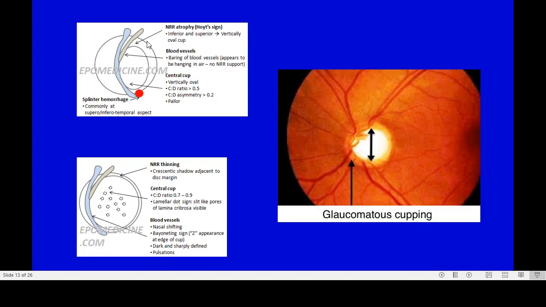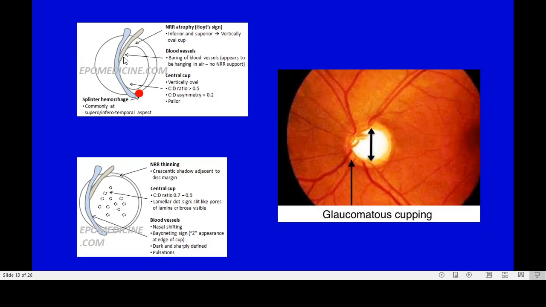You can see over here, because of the death of the retinal ganglion cells, the neuroretinal rim thins out. Initially, it is the inferior and the superior part which thins out, and the cup becomes vertically oval, and this is known as Hoyt sign. Then also you can see bearing of the blood vessels.